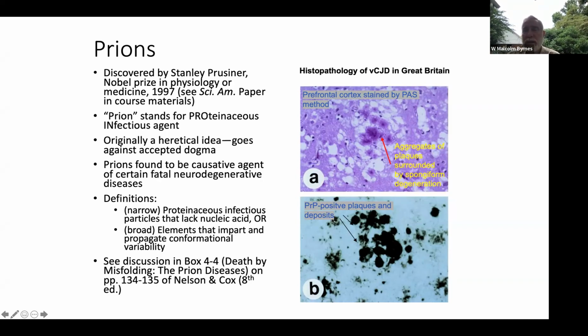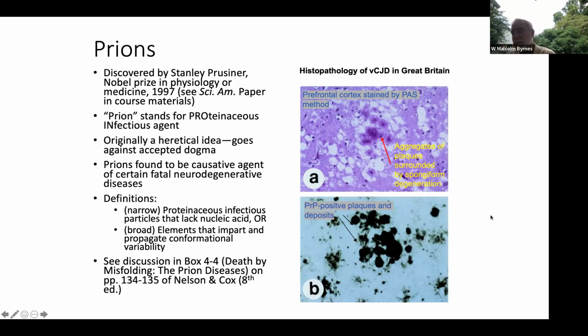On the right here, we can see the histopathology of variant Creutzfeldt-Jakob disease, which was linked again to mad cow disease in Great Britain. And we see two different panels. Panel A shows a tissue slice from a prefrontal cortex stained with the PAS method. And you can see aggregates of plaques, this darkened material surrounded by the lighter spongiform degeneration. Okay, so there are plaques there, amyloid plaques. And then in B, you can see that these plaques stain positively for prion protein. To develop a stain using an antibody for the prion protein, lo and behold, there they are in those plaques.